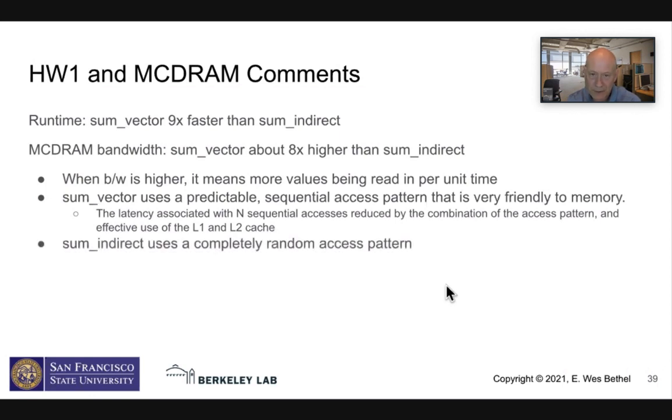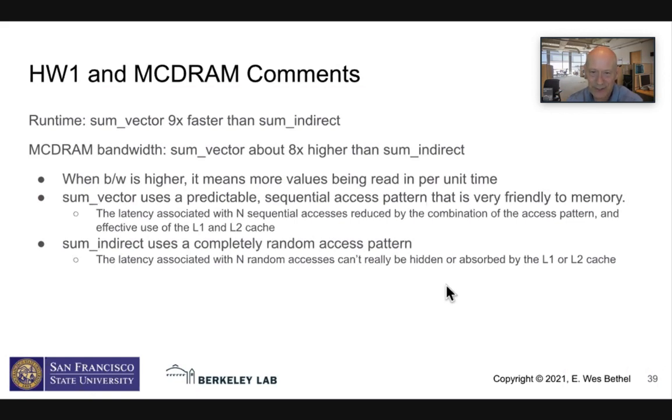Sum indirect uses a completely random access pattern. And so you can't avoid it: every memory access has a latency tax associated with it. So bandwidth numbers are just going to be awful.